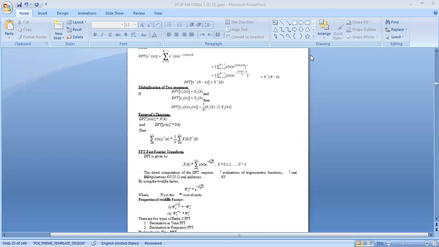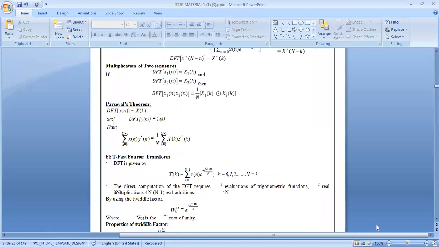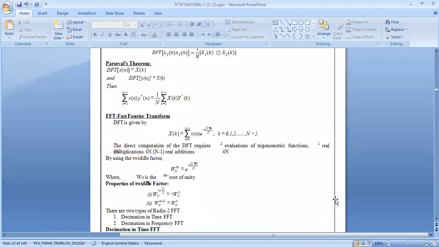What is the Twiddle factor? The Twiddle factor can be represented as W_N power nk, which is equivalent to e power minus j 2 pi nk by N. This is named the Twiddle factor. W_N power k is equivalent to e power minus j 2 pi k by N. Now, we'll have two properties of the Twiddle factor.